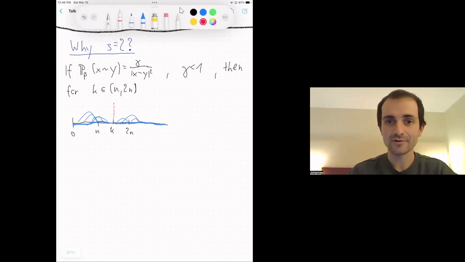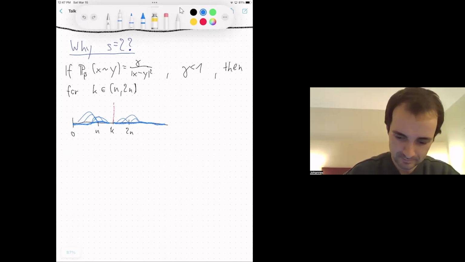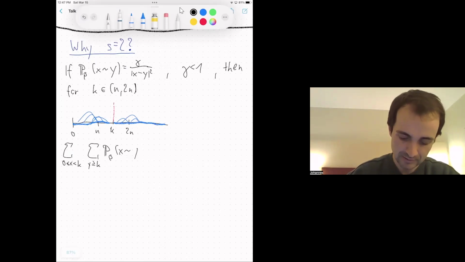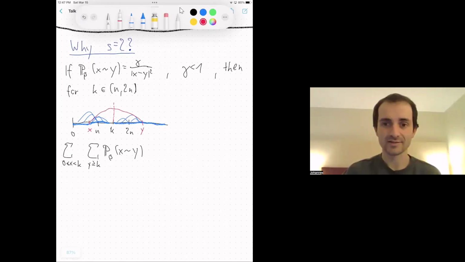And for this, let's first compute the expected number of open edges that are over k. So if you compute the expected number of open edges, then we get the sum over x less than k, and the sum over all y larger than k, of the probability that x is connected to y. That's just a sort of linearity of expectation. So I sum over all possible endpoints of edges, x here and y here, and that's the probability we have an edge from x to y.